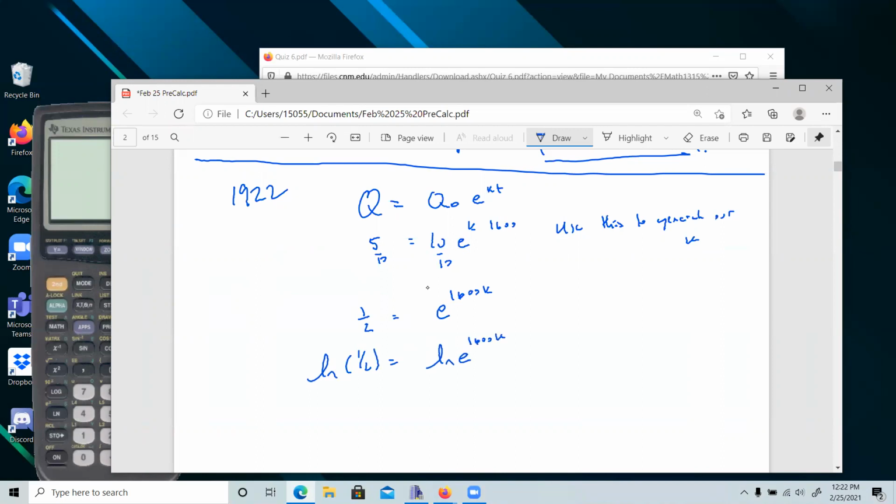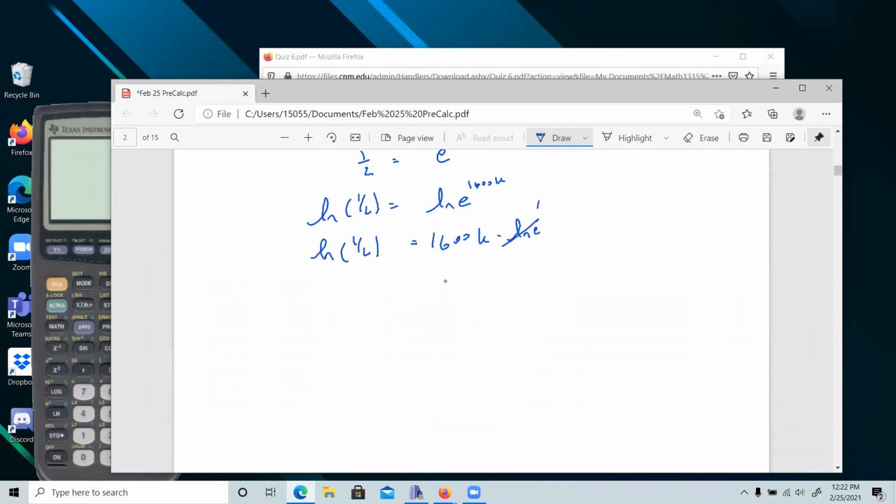This exponent part comes down on a baseline. That's exactly what we want. Okay, natural log of 1/2 over here. And now we know that K is equal to natural log of 1/2 divided by 1,600. I'm just going to put this as a K sub R for radium.